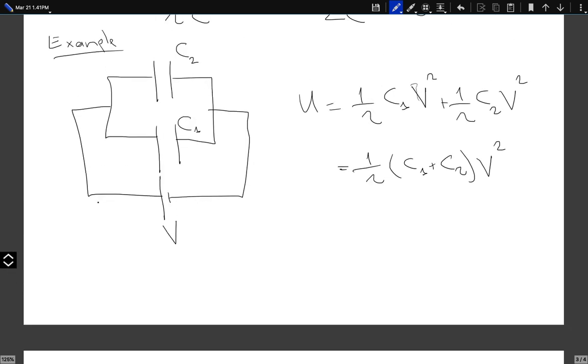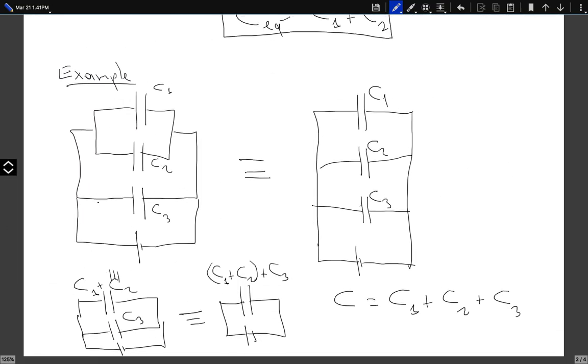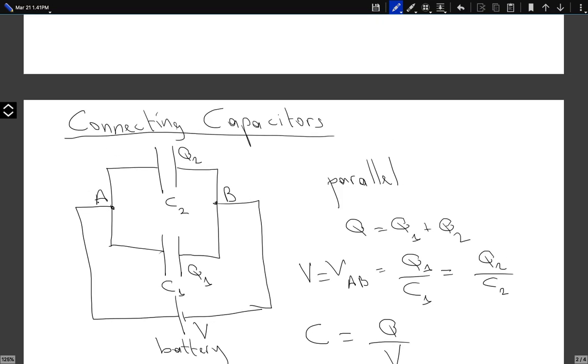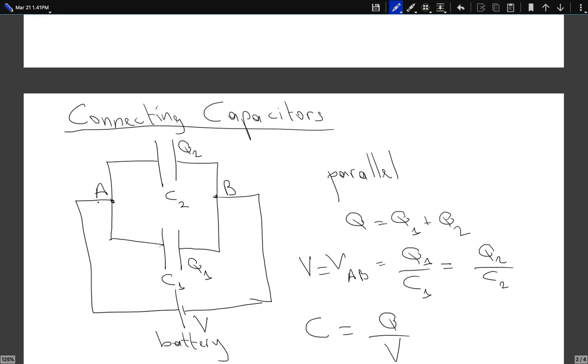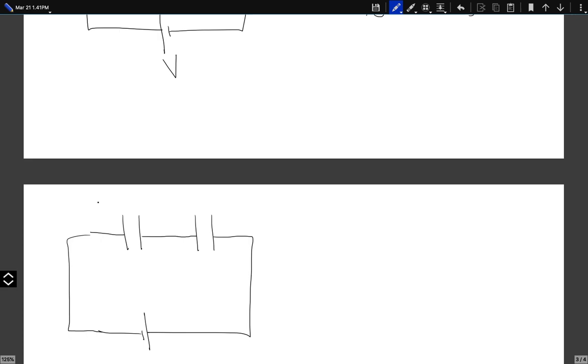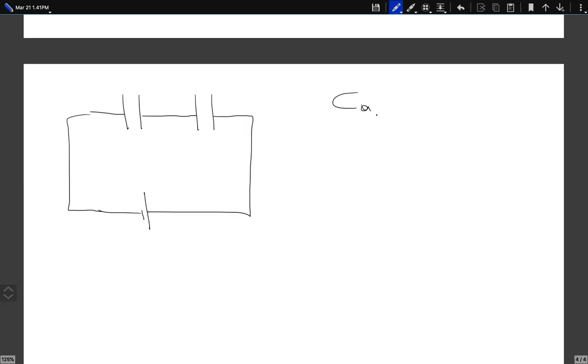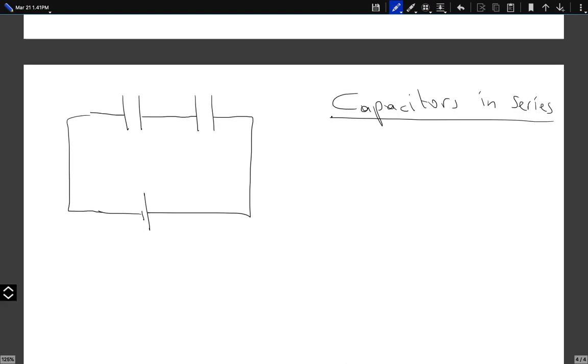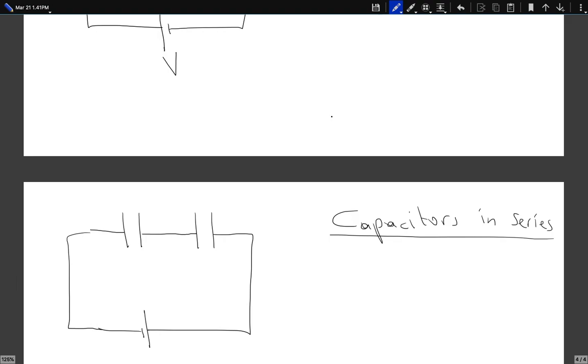You see, in the previous case, we connected all the plates of the capacitors to the battery. But in this case, in the series connection, one plate of each capacitor is connected to the battery. The other plates are connected to each other. So now we need to calculate the total capacitance of this one.